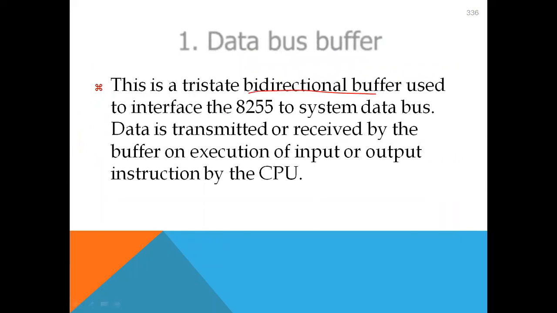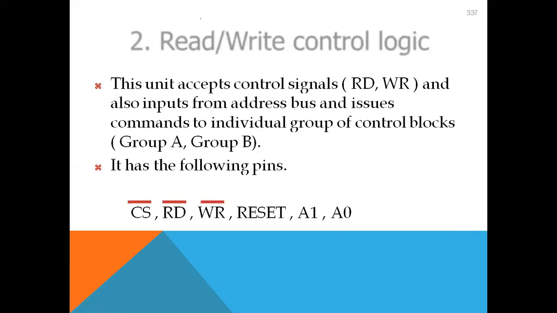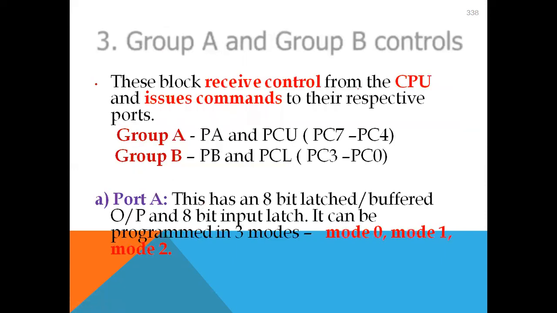Data bus buffer means it is a bidirectional buffer used to interface the 8255A to the system data bus. The data is transmitted or received by the buffer on execution of an input or output instruction by the CPU. From the IO devices and memory devices to give the input to the processor, that is a read operation or transmission. After the execution, to collect the data from the processor and give it to the memory devices and IO devices, that is the write operation or received mode.